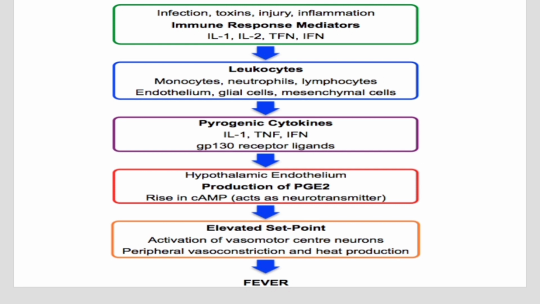They help to fight infections and diseases, and now this stimulates our pyrogenic cytokines. A pyrogen is a substance, the infectious organisms or their product toxins or cytokines, that provokes fever, and this results in hypothalamic endothelium production of PGE2. It is a lipid molecule that promotes hormone-like effects in the body, and this results in elevation of thermoregulatory set points, and this leads to increased heat production, and lastly it leads to fever.